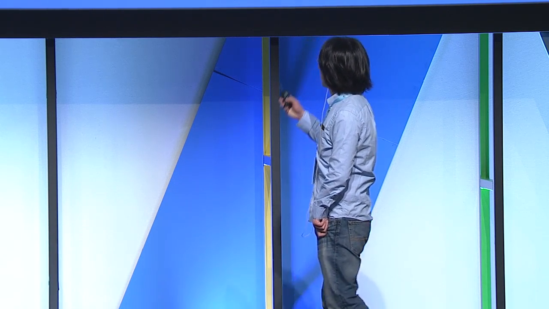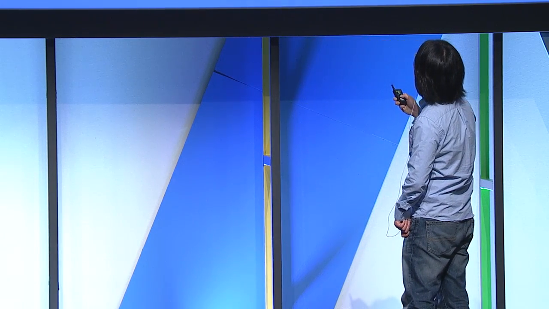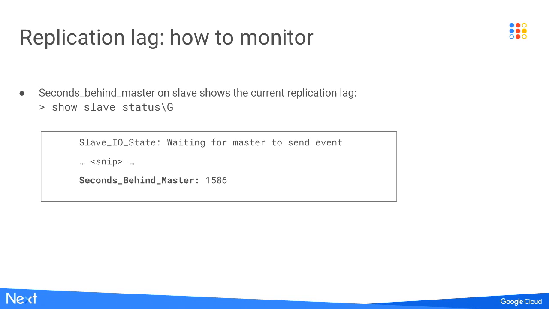I showed an example here, which is a SQL command you can run on the slave side. On the slave side, MySQL maintains a status variable called seconds behind master. So you can do show slave status and then grep for seconds behind master. The replication lag is measured in seconds, not in milliseconds, not in hours, but in seconds.